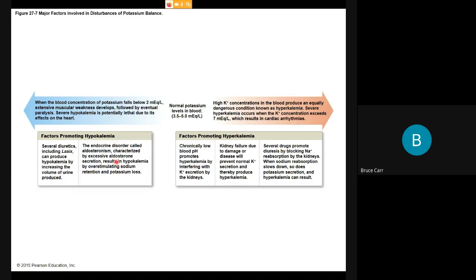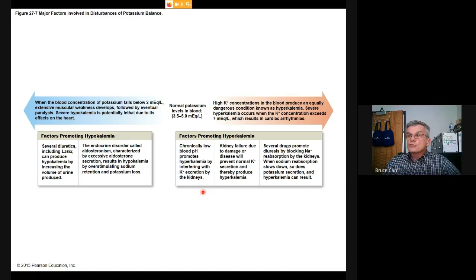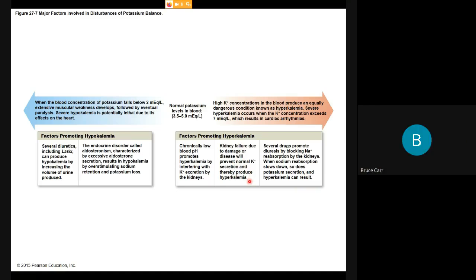Now, hyperkalemia, basically a dangerous condition of increased potassium levels. Low blood pH promotes this because low blood pH interferes with potassium excretion by the kidneys. Kidney failure can result from hyperkalemia, and there are several drugs that promote diuresis by blocking sodium reabsorption. And when this happens, then potassium secretion also goes down.